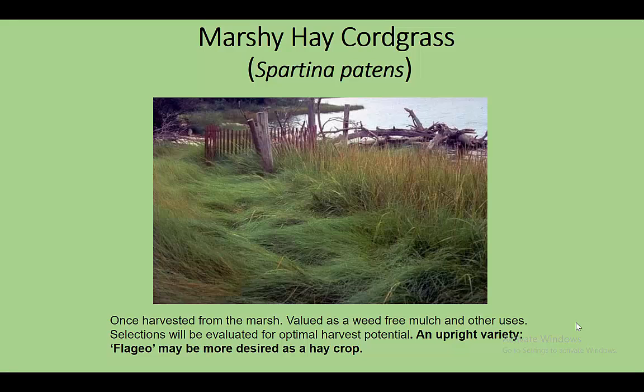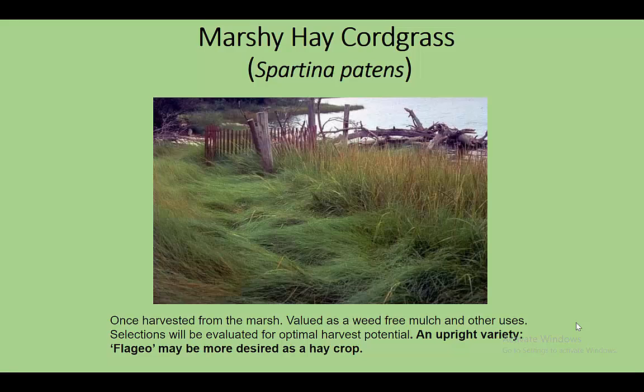Now again, variety matters because we have a variety we selected at Cape May called Avalon from Avalon, New Jersey, and it grows like this. It's very fine stemmed. It sort of slumps over, forms these cowlicks. So that particular variety wouldn't be quite as desirable for harvesting for hay because you're not going to pick up as much of the biomass.